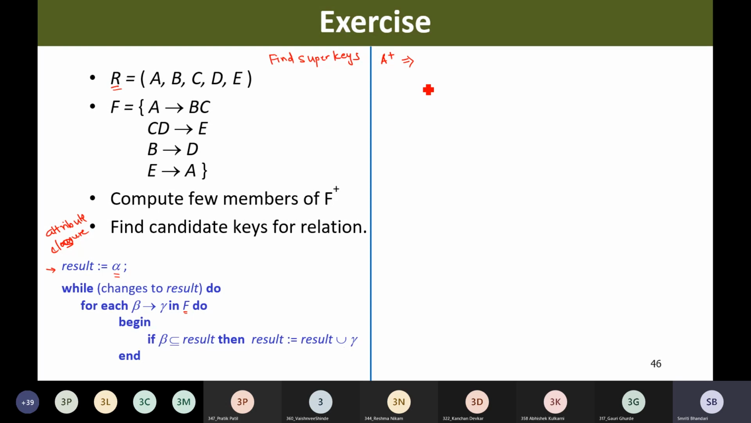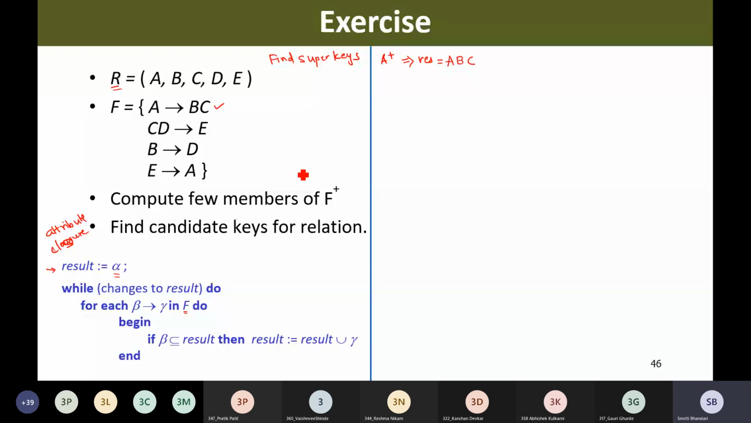What is the process? Initially, our result is A. What's next? We pick the first functional dependency and check whether the left hand side of the dependency is a subset of the result. So for the dependency A determining BC, A is a subset of my result. So I will take the union of the old result with the right hand side of the functional dependency.